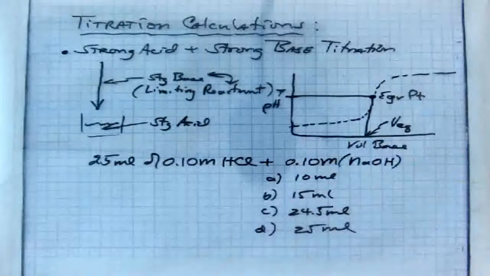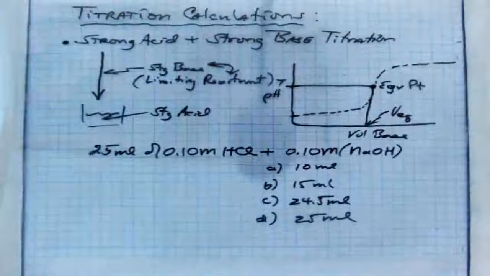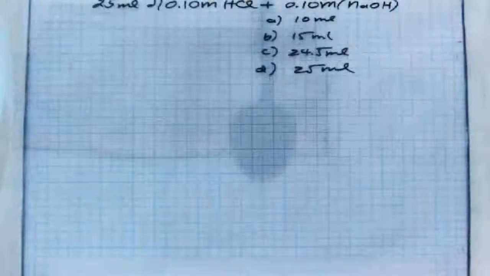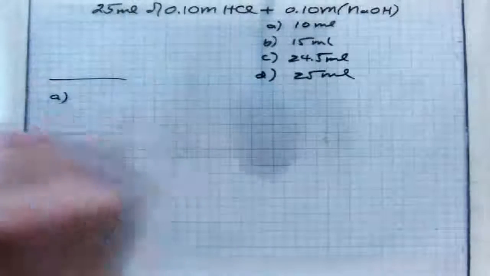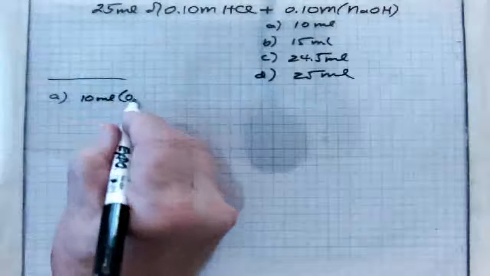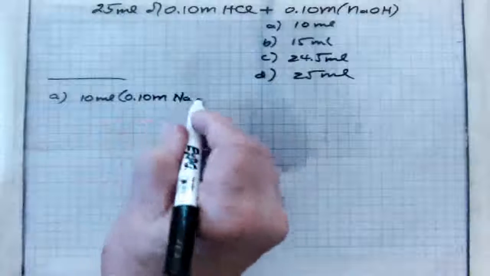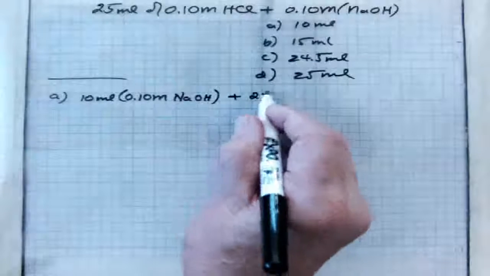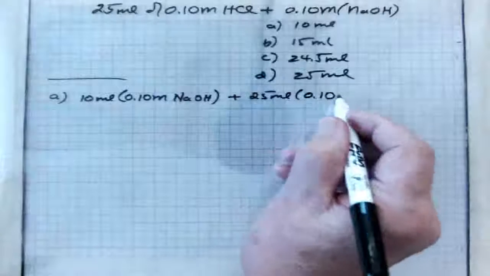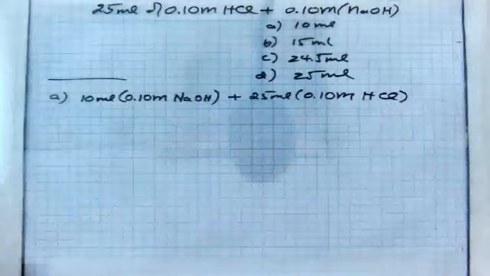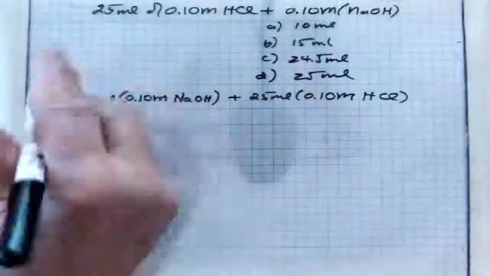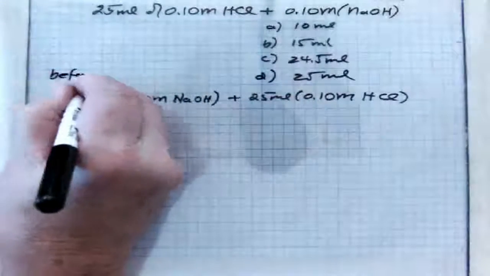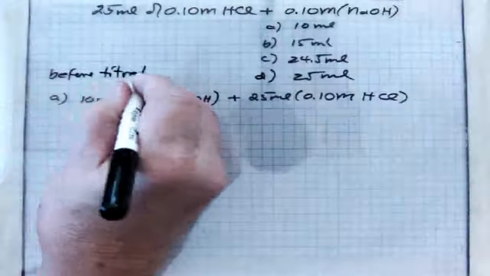So essentially, our first problem is simply written like this: 10 milliliters of 0.10 molar sodium hydroxide added into 25 milliliters of 0.10 molar HCl. The question is, what's the pH? Well, we know what the pH is before we start. Before titration, pH equals 1. The minus log of 0.1 is 1.